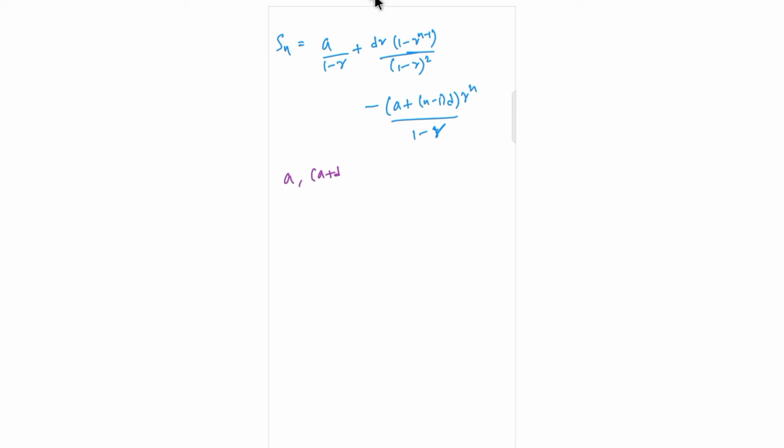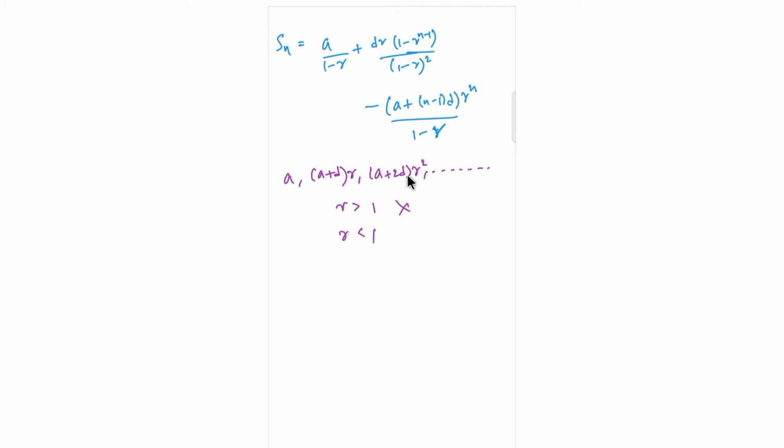Now for infinite terms, your AGP is a, plus (a plus d) into r, plus (a plus 2d) into r square, and this goes on. There is no limit. People say that there are two cases in this: r greater than 1 and r less than 1. There is no case for r greater than 1.